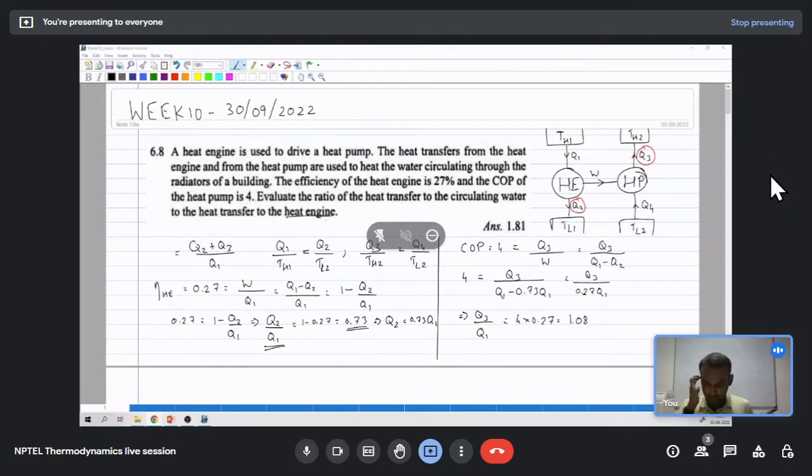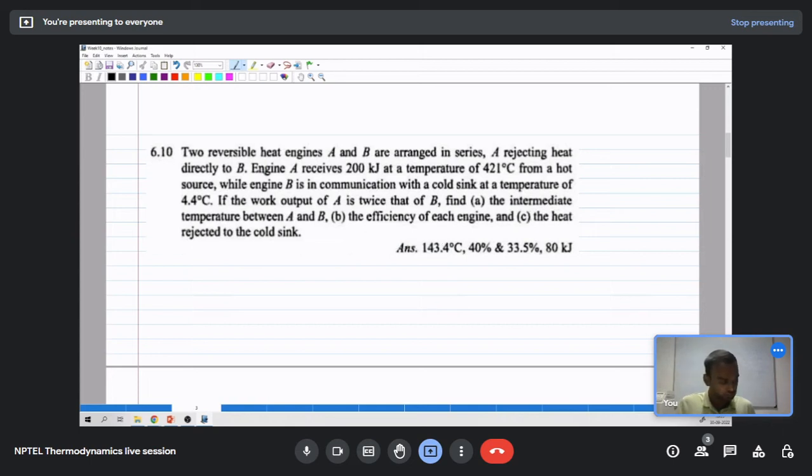Then I will move on to the next problem. The next problem, we have a reversible heat engine, heat engines A and B that are arranged in series, A rejecting heat directly to B. Engine A receives 200 kilojoules at a temperature of 421 degrees Celsius from a hot source.